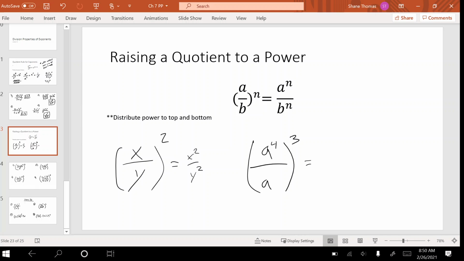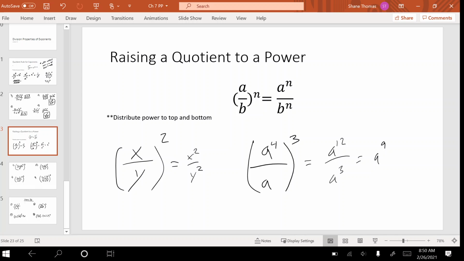So on top, a to the 4th to the 3rd, that's going to be to what power? 12th. Bottom, a is going to be to the 3rd. So can I simplify that? Yeah, now it's the quotient rule. 12 minus 3 is 9. Bingo. Questions?